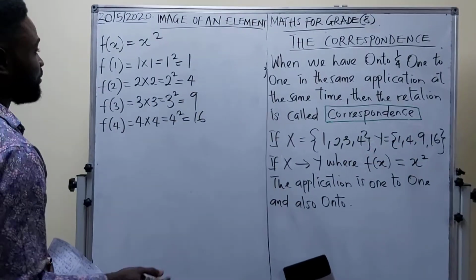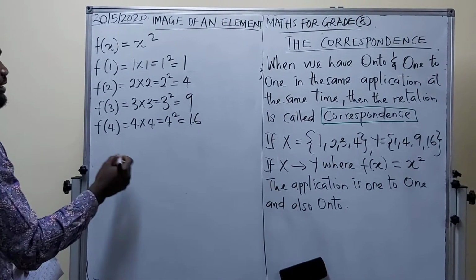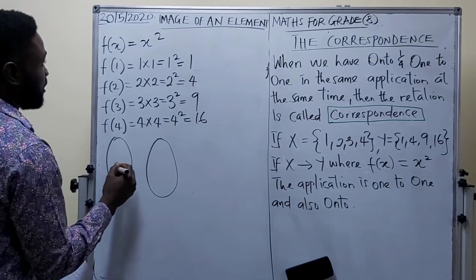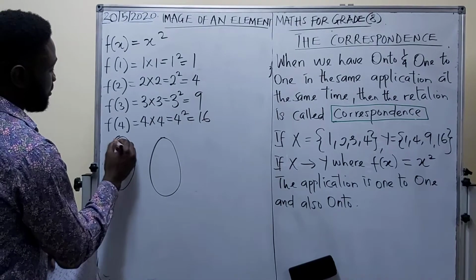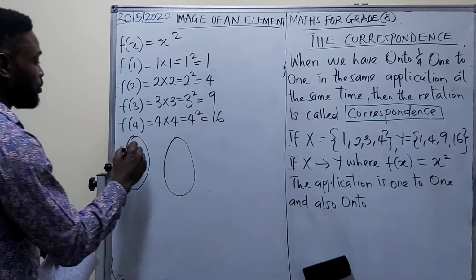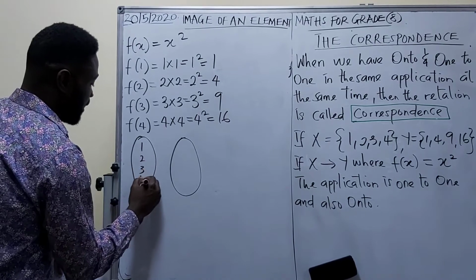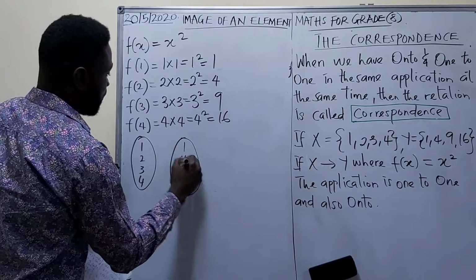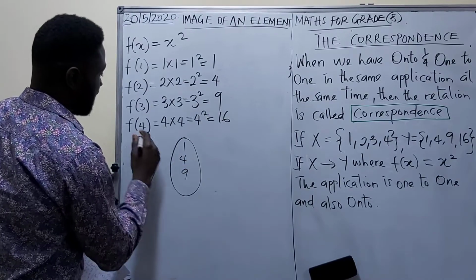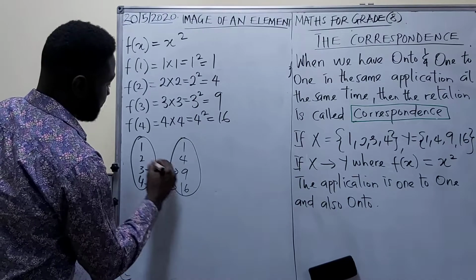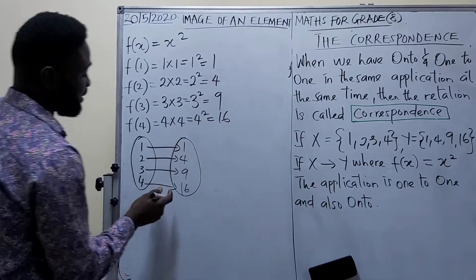So now, if we are to draw this, I'm using the diagram just to show if it is correspondence or not, which means it has to be 1-to-1 and at the same time onto. That will be 1, 2, 3, and 4. When it was 1, it was 1 also. 2, it was 4. 3, it was 9, and 4, it was 16. So let's connect them together. So you can see this is 1-to-1.